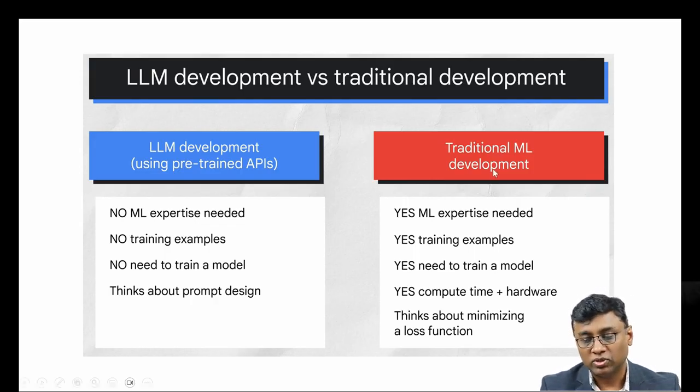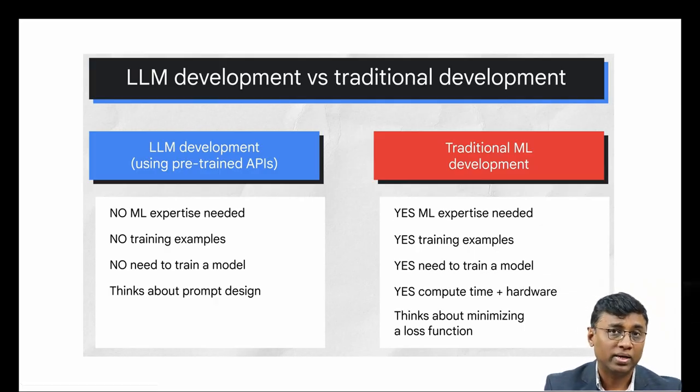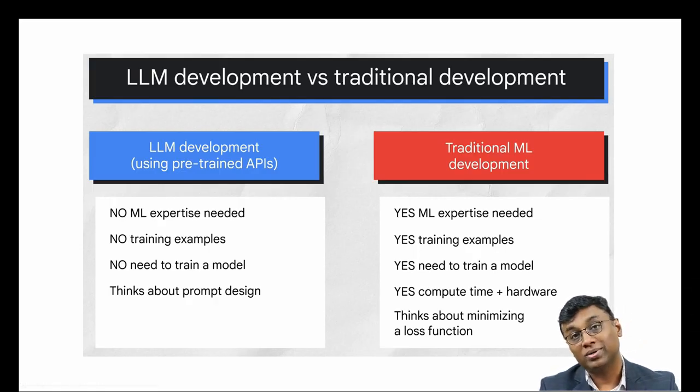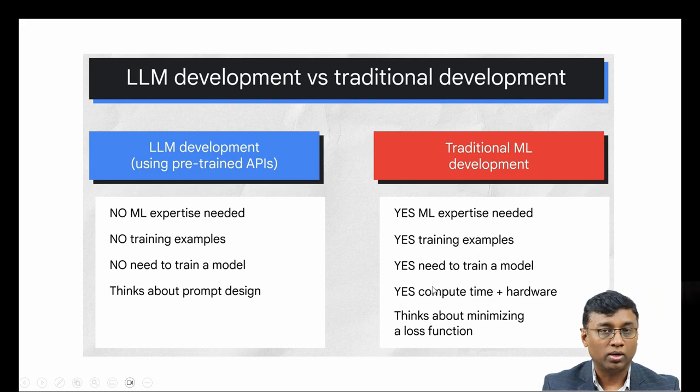Against that, traditional machine learning development always requires machine learning expertise to understand what the model is all about. And of course, when you have the model, you need to retrain it with your own examples. This also needs training a model which you have downloaded or are reusing. You also require huge computing time on the hardware. So the user, when they want to use it, has to think about minimizing a loss function, and that absolutely requires an understanding of the model.